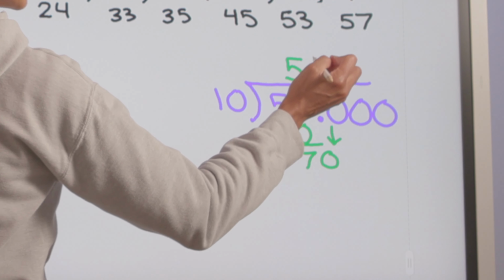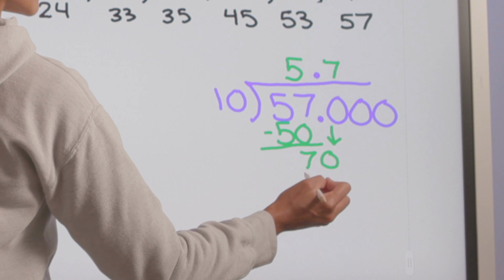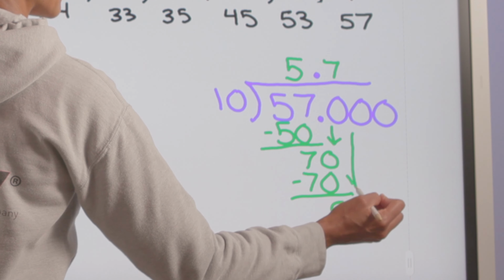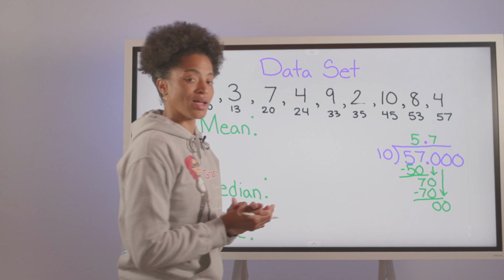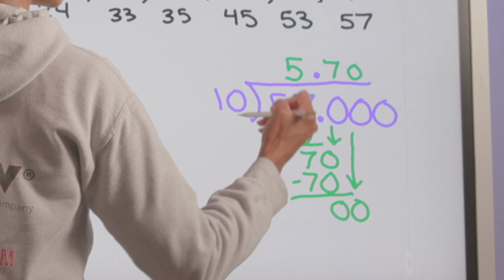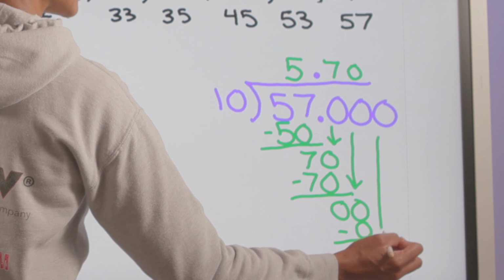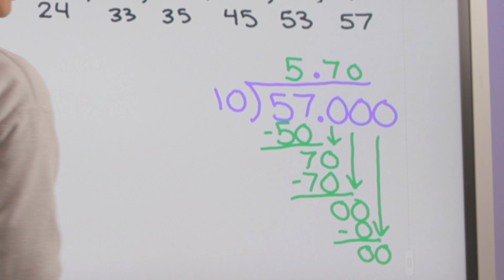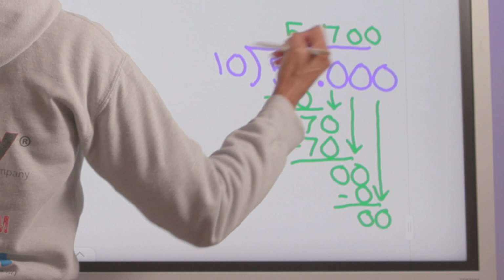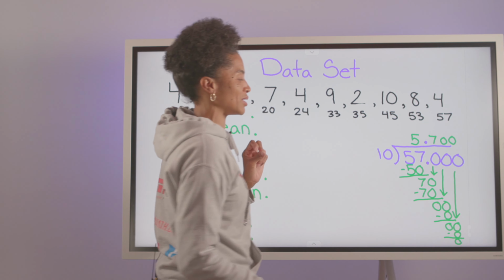Divide, put the number on the top, multiply, put the number on the bottom, subtract, bring it down, and then I'm going to do it again. Divide, put the number on the top, multiply, put the number on the bottom, subtract. Nothing left to bring down.